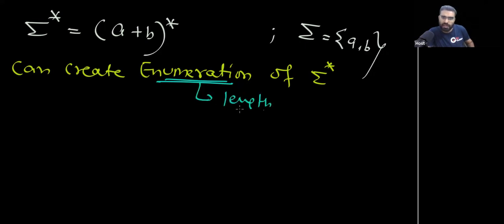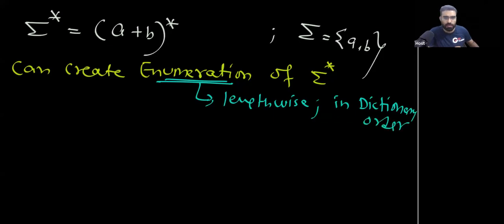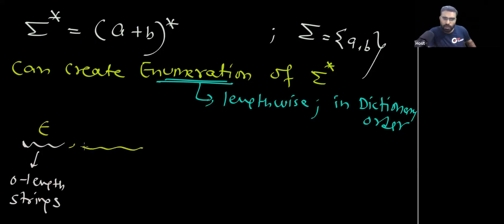Just go lengthwise in dictionary order. This is what you do. Very simple. First you will put all the 0 length strings. How many 0 length strings are there? Only 1. Then you will put all the 1 length strings.